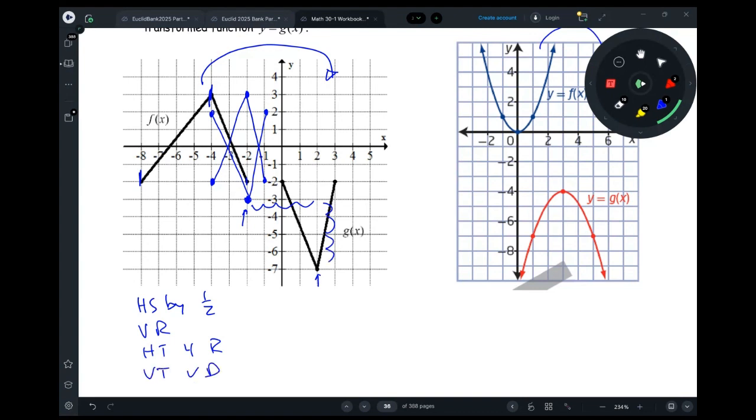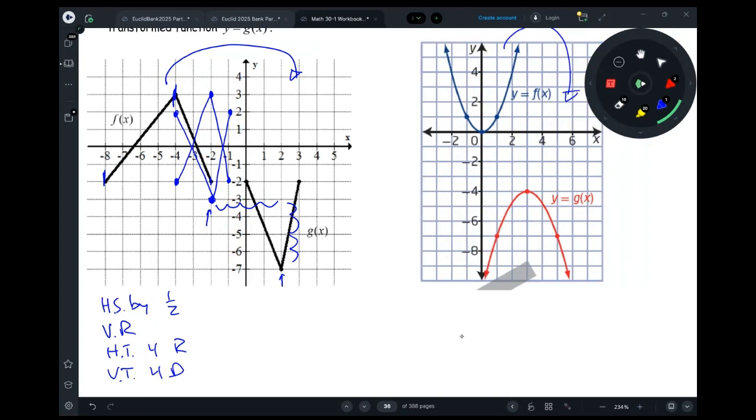Now, I'm using a real shorthand here. This is not great. And if you were to do this on an exam, you should really write that all out. But just for the sake of time here and to get you through this: horizontal stretch by a factor of 1/2 about the y-axis, vertical reflection over the x-axis, horizontal translation 4 to the right, vertical translation 4 down.